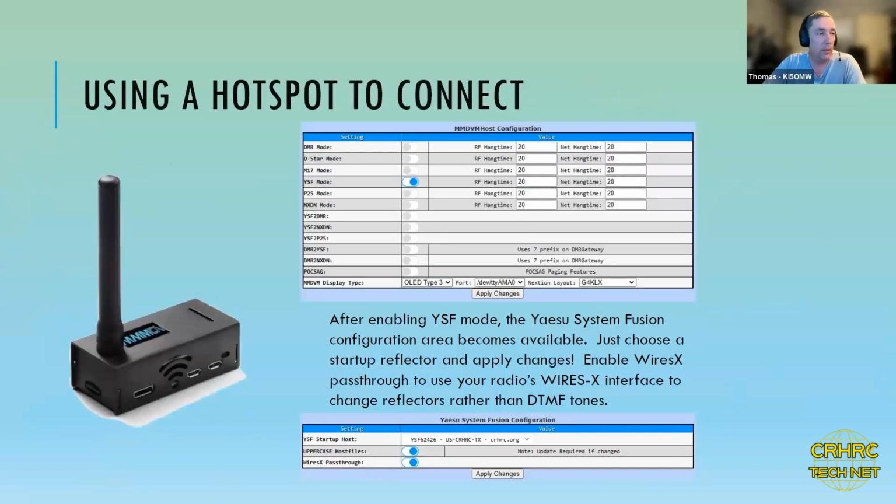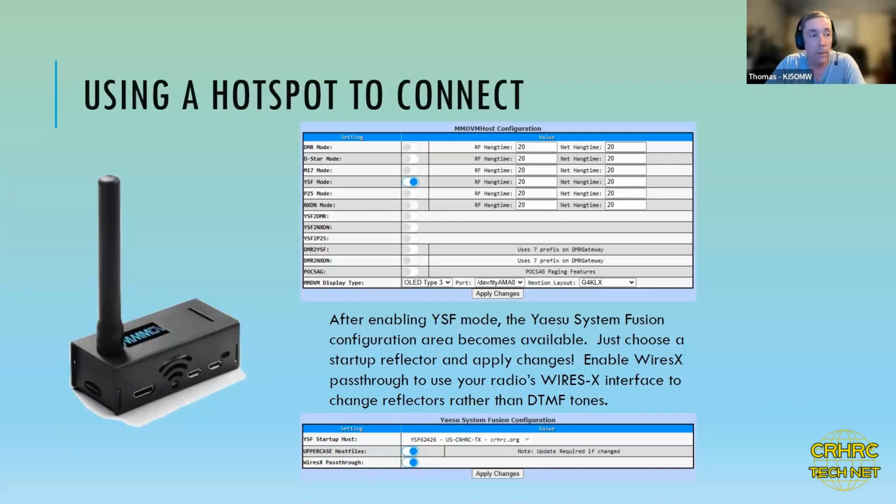So, using a hotspot. On the last couple of slides, I'll take a look at what settings you need to have enabled to connect to a reflector with your MMDVM hotspot. Assuming you have the hotspot connected to the internet and have access to the dashboard and configuration pages, setting up Yaesu System Fusion mode is very simple. On the configuration page, simply make sure YSF mode is enabled and apply the changes. Once done, the YSF configuration section will become available.